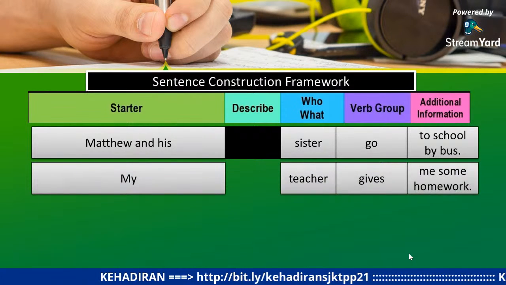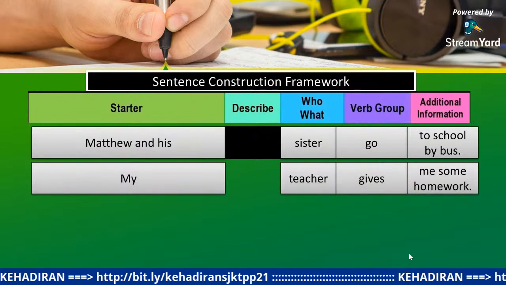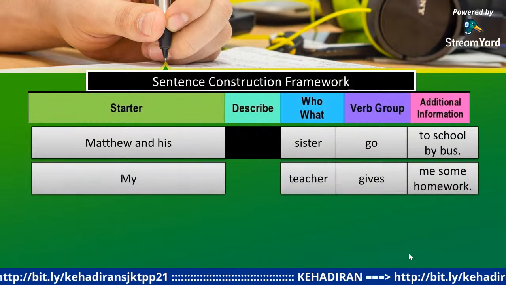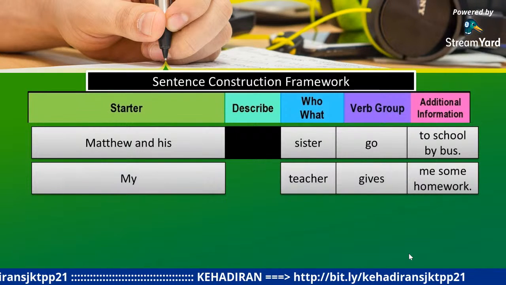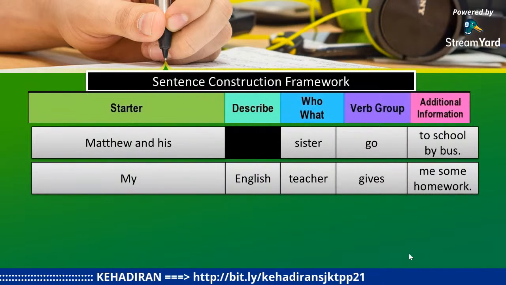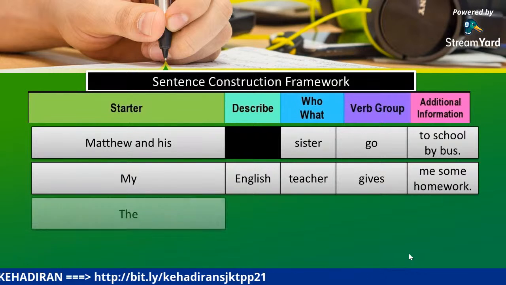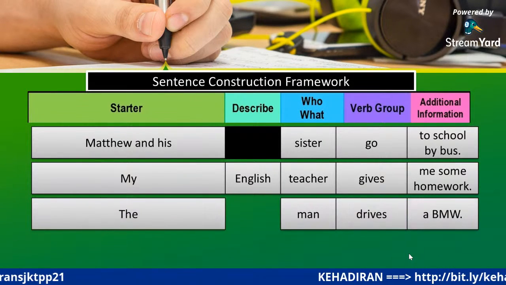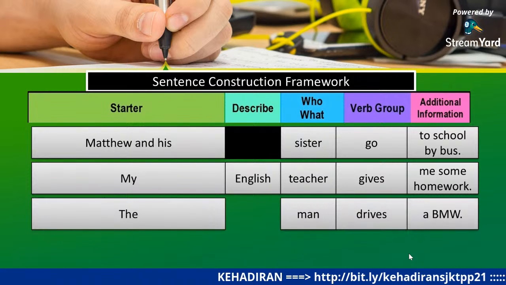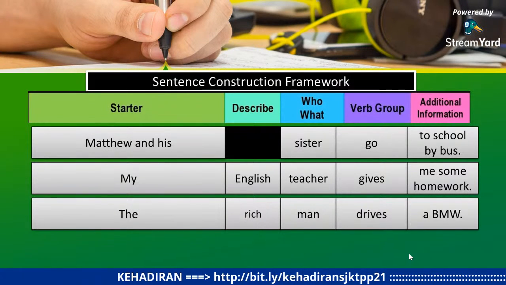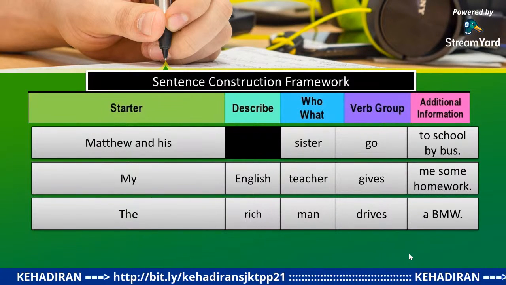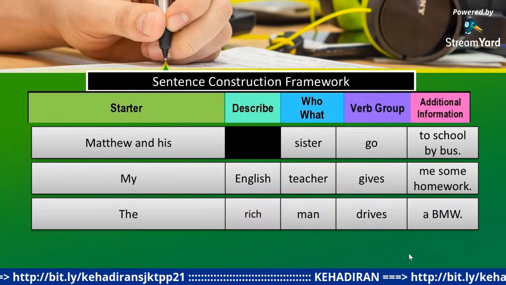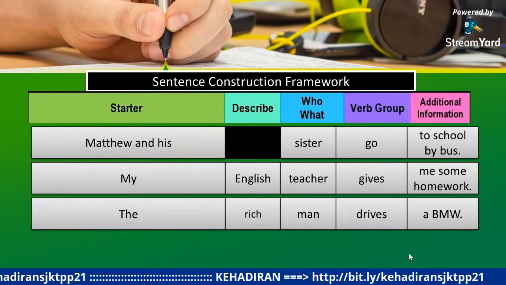My teacher gives me some homework. So it is up to you to describe the teacher. Here, my English teacher gives me some homework. The man drives a BMW. Which man? Yes, rich man. Okay, are you still with me? Okay.